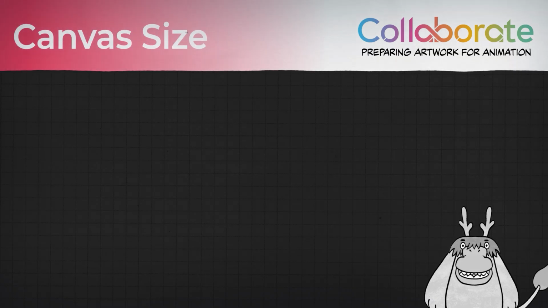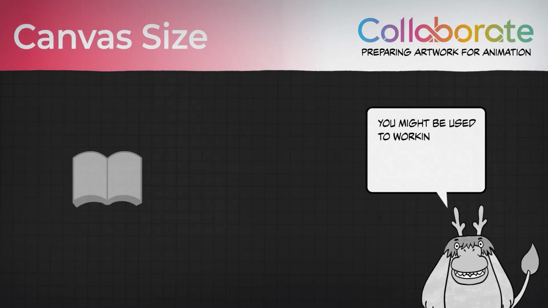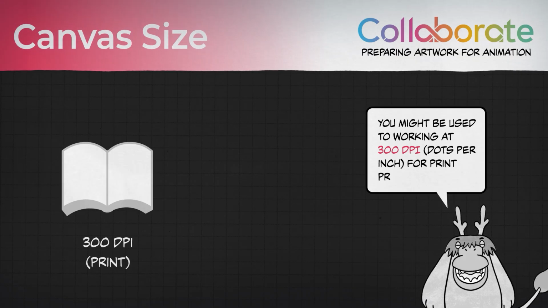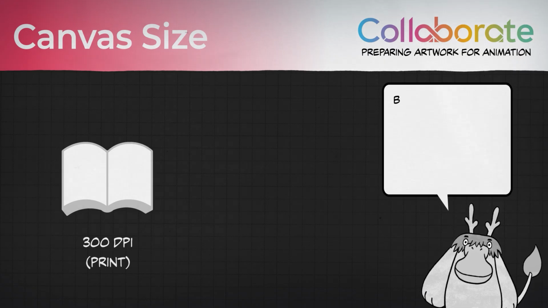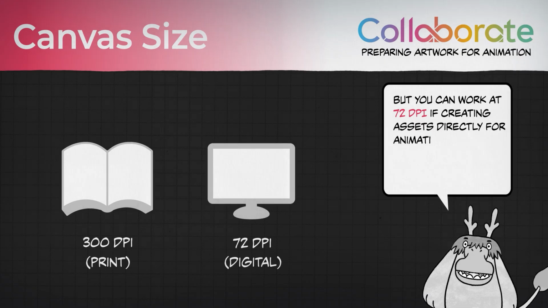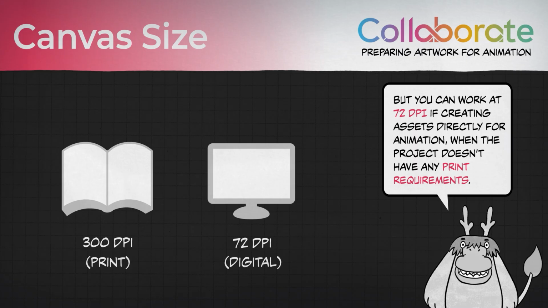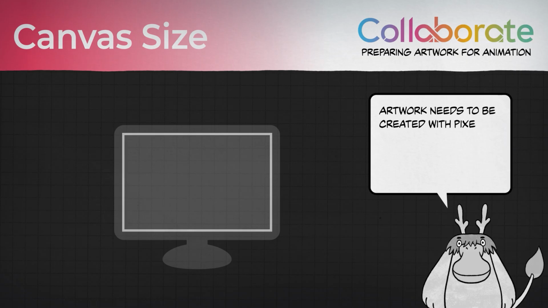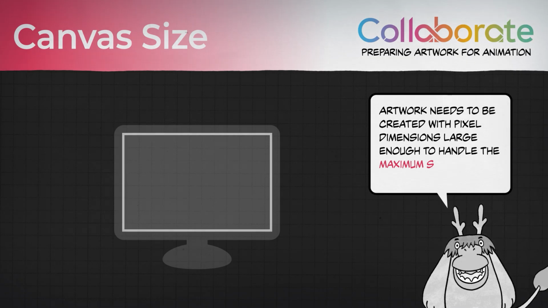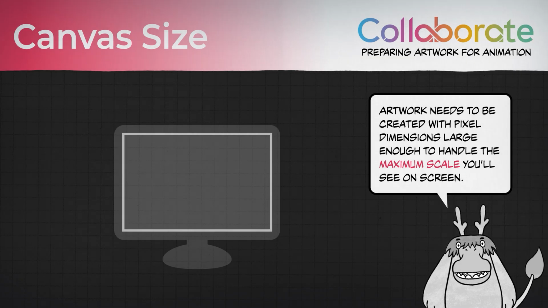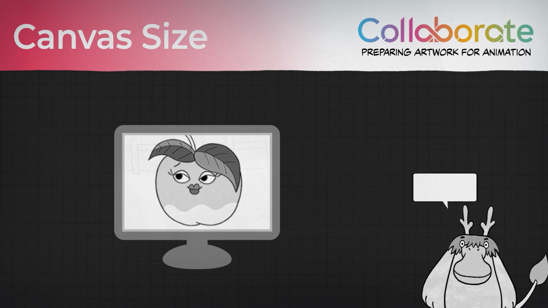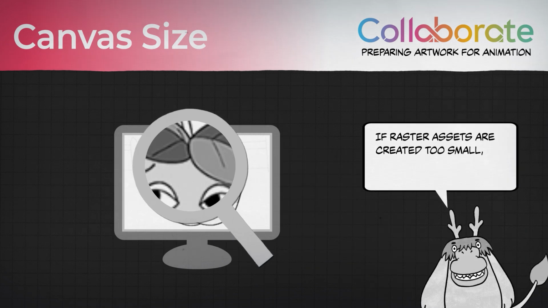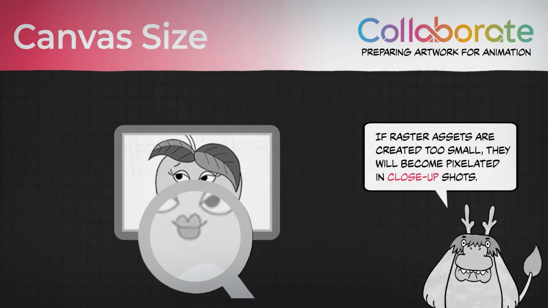Next up, canvas size. You might be used to working at 300 dpi or dots per inch for print projects, but you can work at 72 dpi if you're creating assets directly for animation when the project doesn't have any print requirements. The pixel dimensions are the most important thing. Artwork needs to be created at a dimension large enough to handle the maximum scale you'll see on screen. If your assets are created too small, then they'll become pixelated in close-up shots.